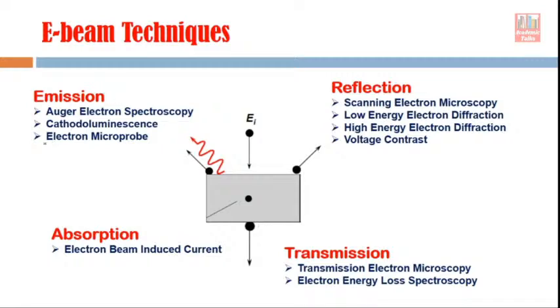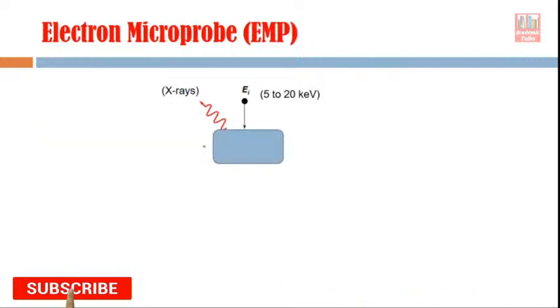So in today's lecture, we are going to discuss the electron microprobe technique, which is an E-beam technique for the characterization of semiconductor materials. In this technique, when the electron beam interacts with the solid surface, X-rays are emitted and these X-rays are used to characterize the material. So that possibility is summarized here.